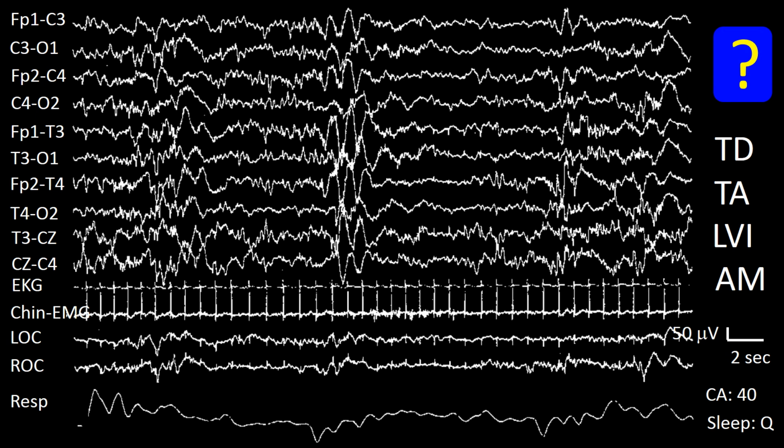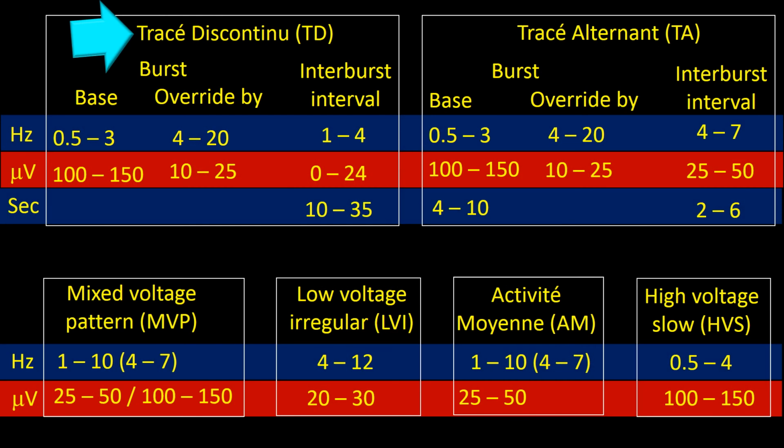Next question. Please look at this epoch and choose the best answer. This frame has an epoch with discontinuous activity. Since an abnormal discontinuous pattern and burst suppression are not among the choices, and low voltage irregular pattern and activité majeure are continuous patterns, we are left with two choices. The first choice is tracé discontinu, and the second choice is tracé alternant.